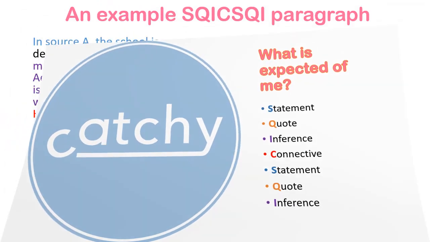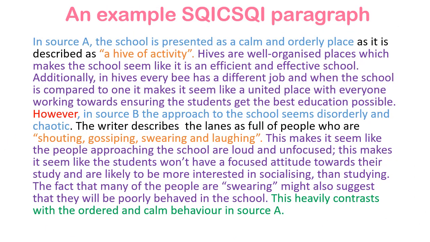Okay, so here's an example of a SQICSQI paragraph. It's easy to say. Based on those two quotes that we've just looked at. So in source A, the school is presented as a calm and orderly place. So there's my statement about source A, as it is described as a hive of activity. So there's my quote. So I've got my statement about source A, which tells me what I've learned from the quote, and the quote that I've selected that information from.